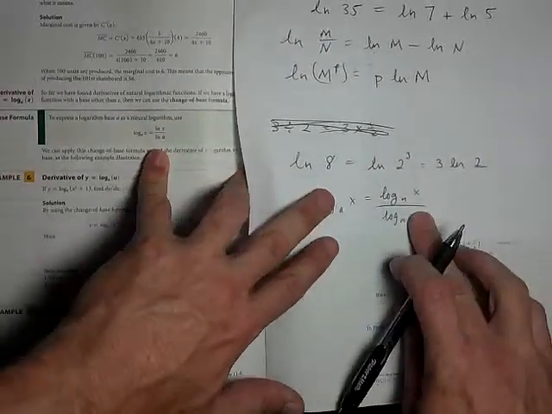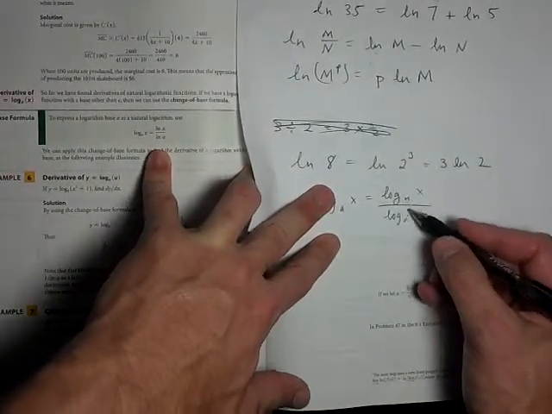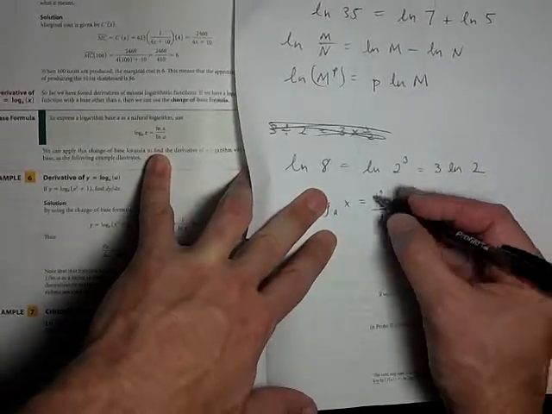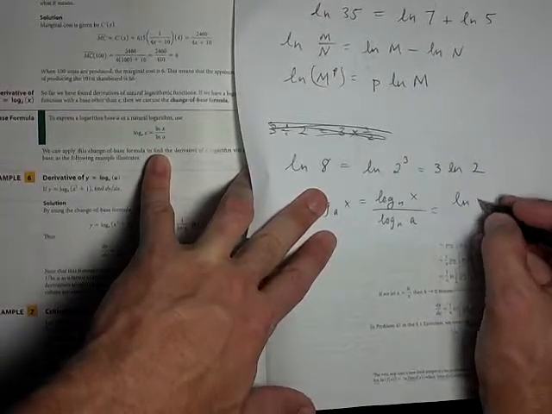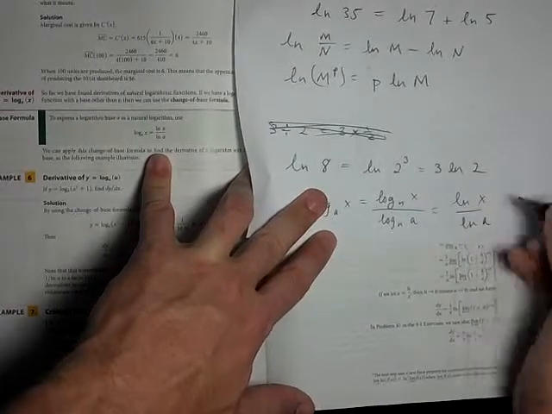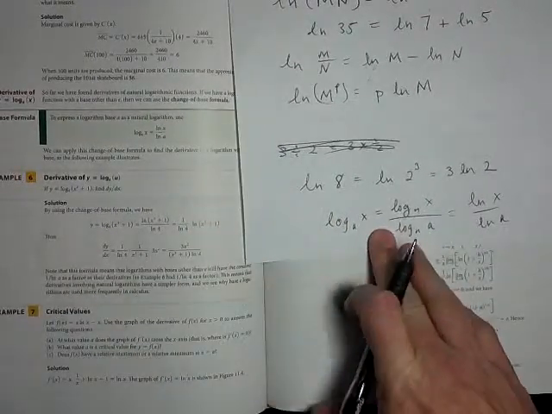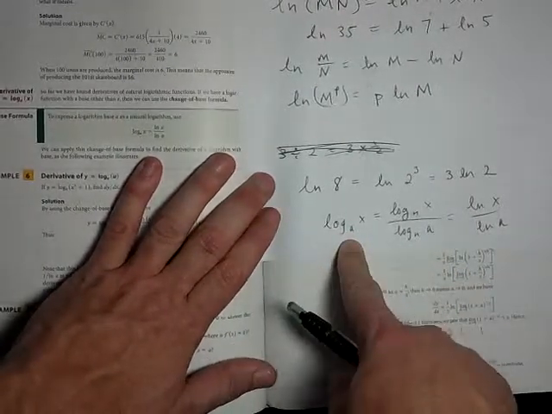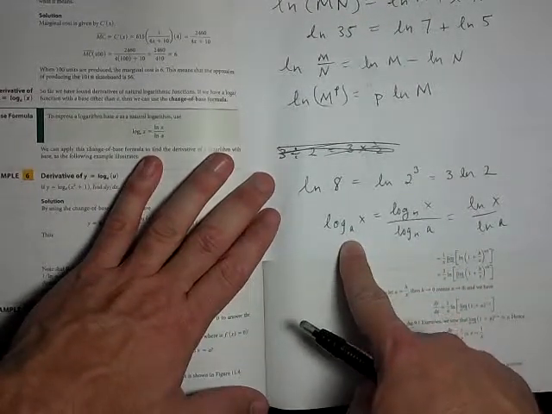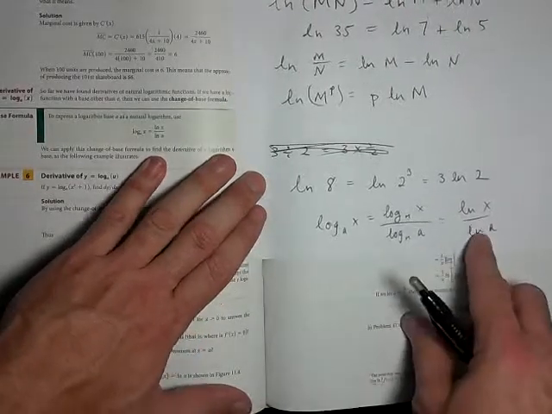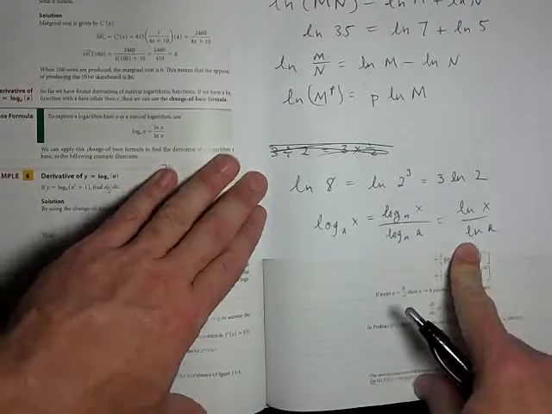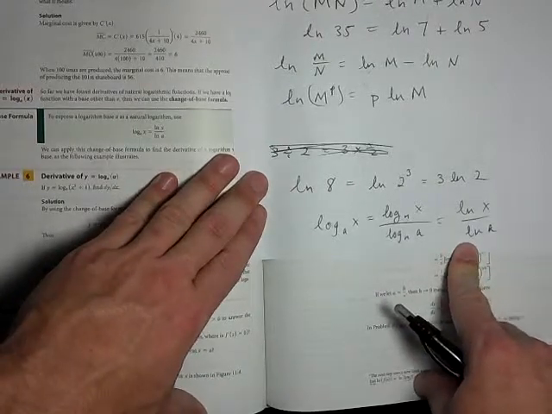And if you choose n to be e, the 2.71 whatever, then what this means right here is natural log. So this becomes natural log of x over natural log of a. And again, the reason this is useful is because your calculator does not have log base a. It only has either natural log or log, which is implied to be log base 10.